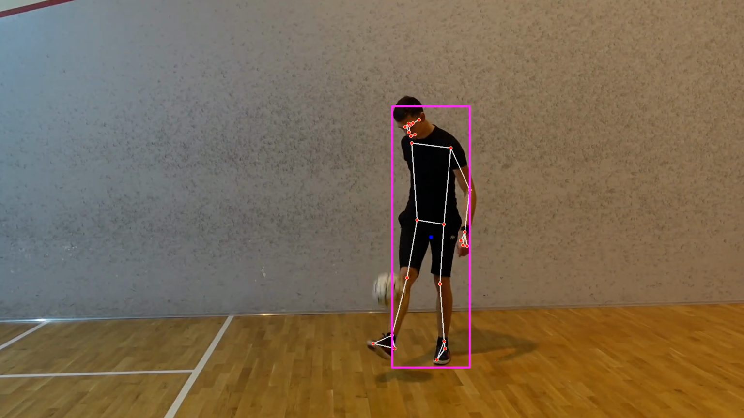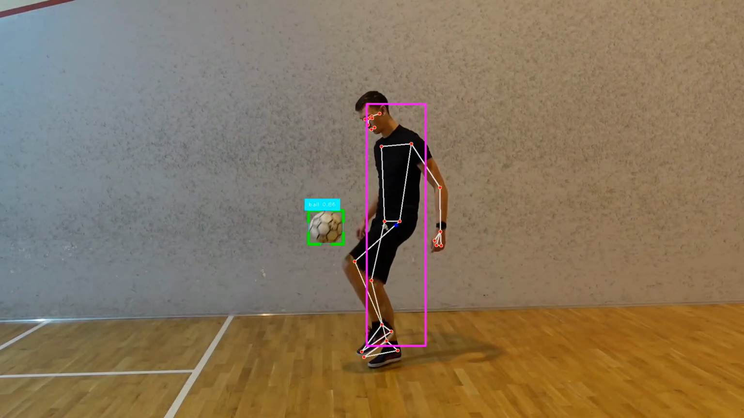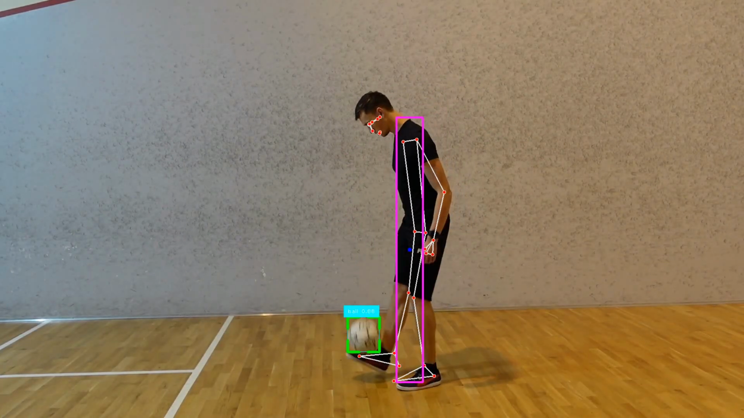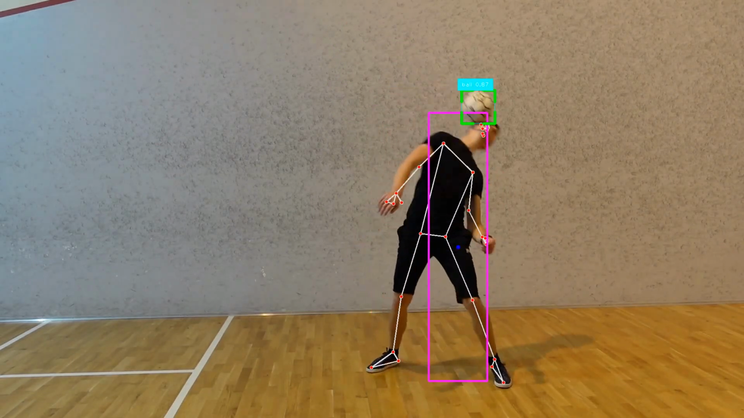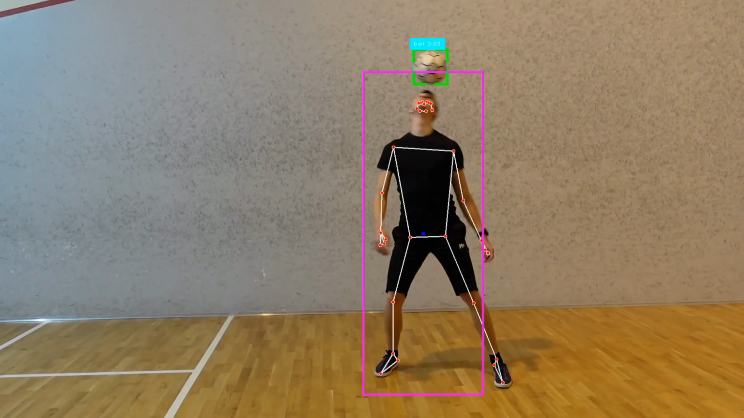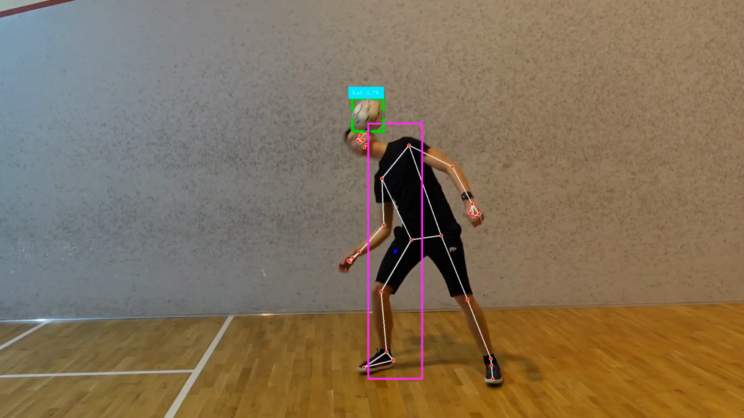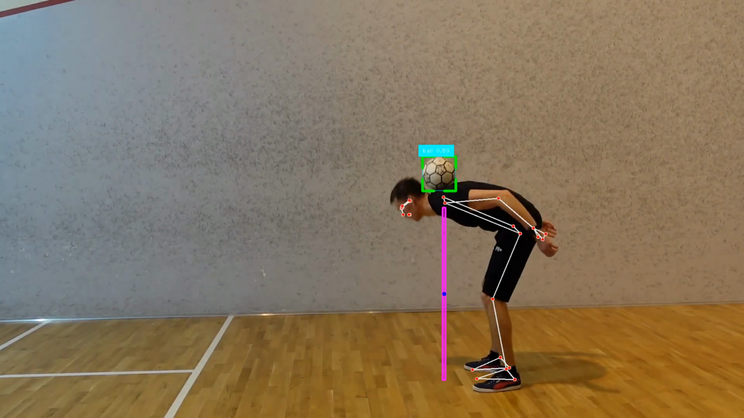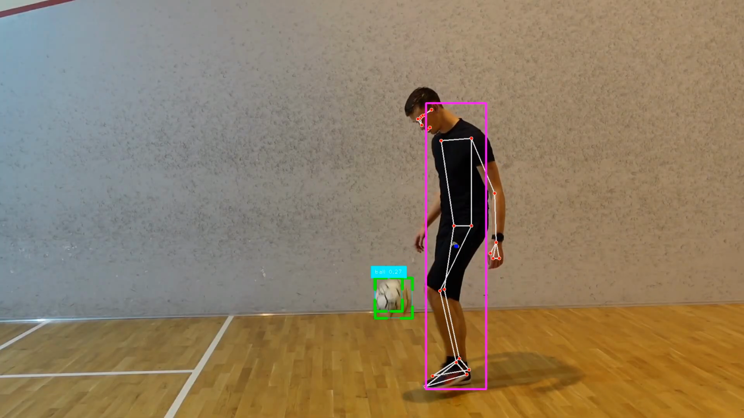To detect it, I use a model called YOLO, which stands for You Only Look Once. YOLO is a convolutional neural network trained to recognize common objects. Every time it sees a football, it draws a box around it and gives me the exact coordinates of the box. Once I have the bounding box, I simply take the center point, and that becomes the position of the ball for that frame.